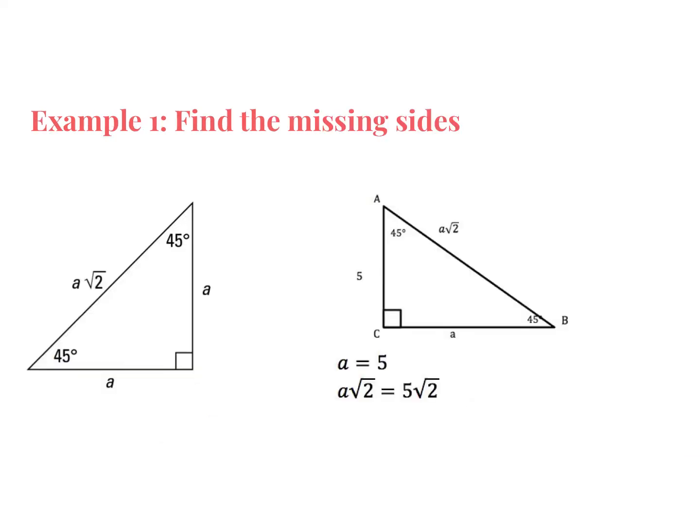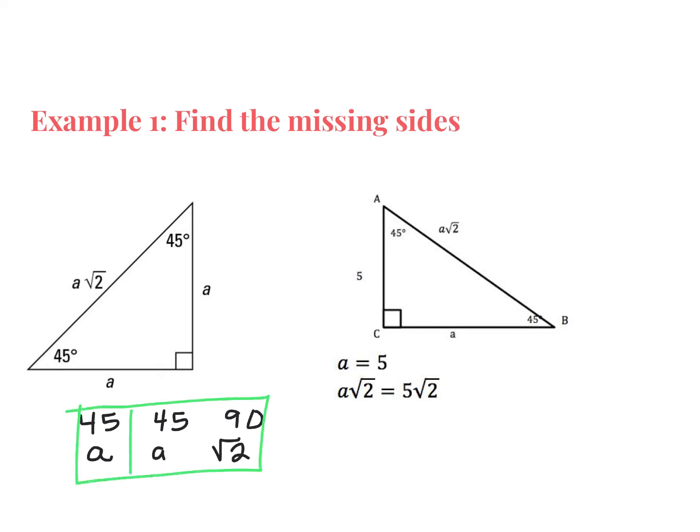So let's start with the 45, 45, 90-degree triangle. Again, it's always going to have a ratio of a, a, a root 2. What I like to do is create a little table, and I go 45, 45, 90 triangle has a ratio of a, a, a root 2. Once I have that structure and outline, it makes it easy to fill in the missing piece based on what you know. For this one, we know one of our sides is 5. That means a equals 5. And the hypotenuse would carry on that ratio of being a root 2. Since a is 5, it'd be 5 root 2.